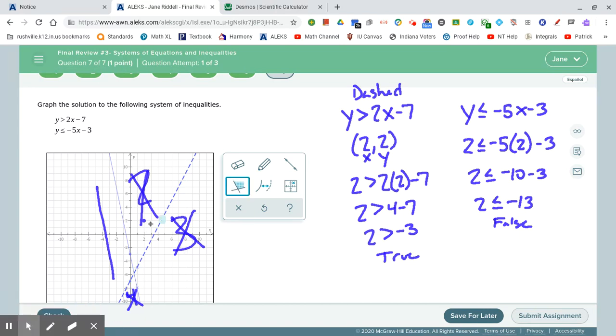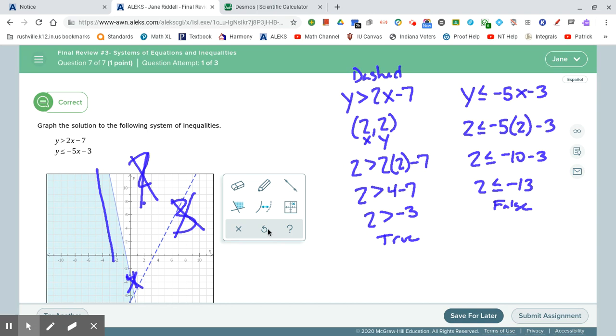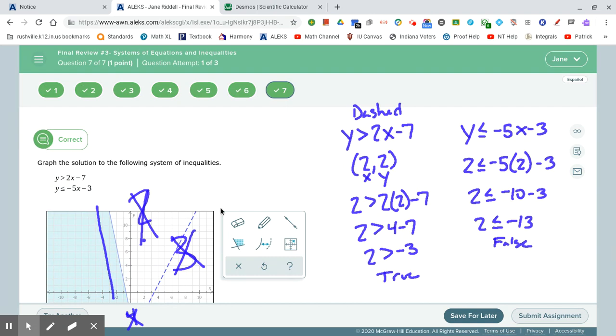So I'm going to get my shading tool. I'm going to click over here in region 1, and then I'm going to check my work. Very easy to make a mistake on this one. Okay, so please make sure that you're checking your work. That one had 7 questions, and now hopefully you have all 7 correct and that you are comfortable with solving systems of equations as well as inequalities using any of the methods.